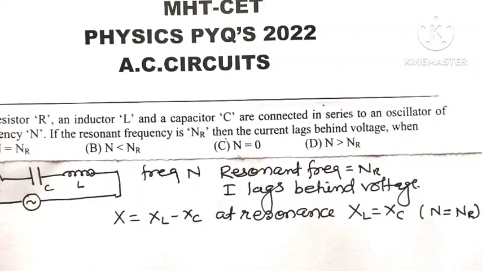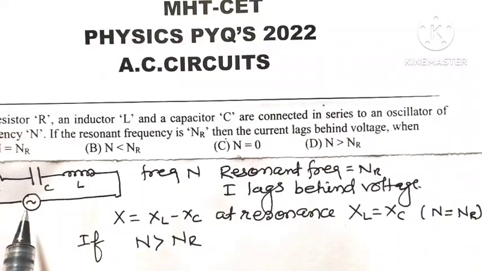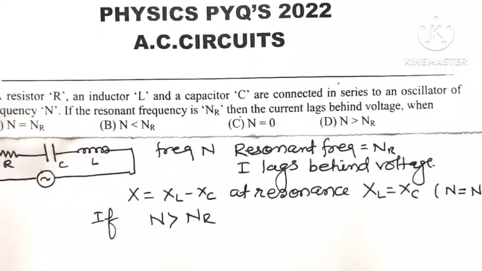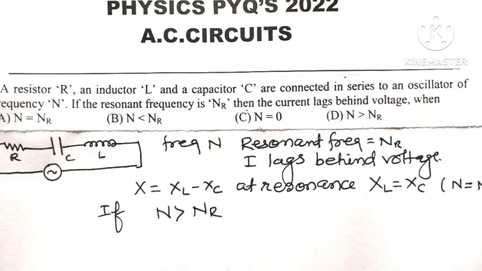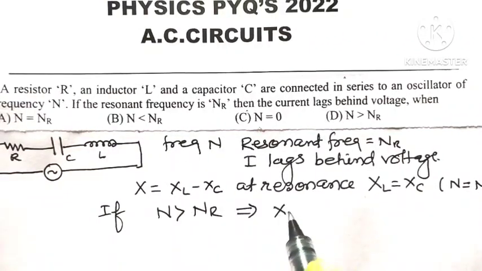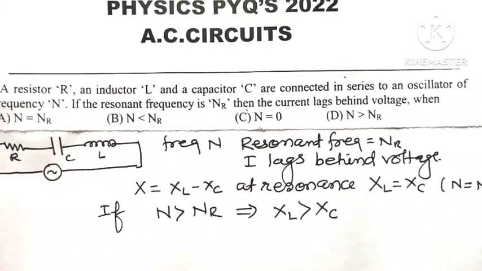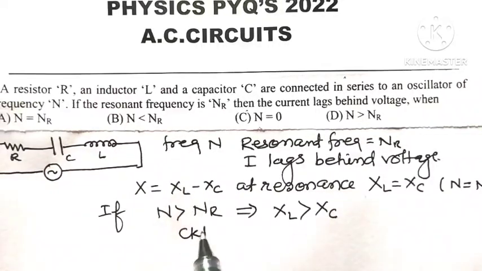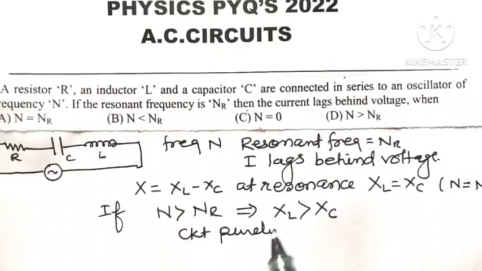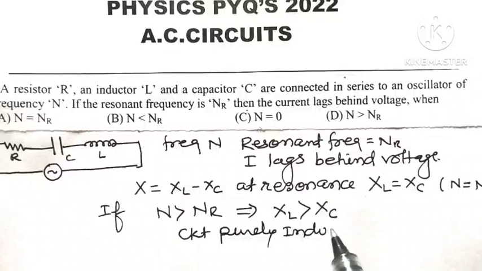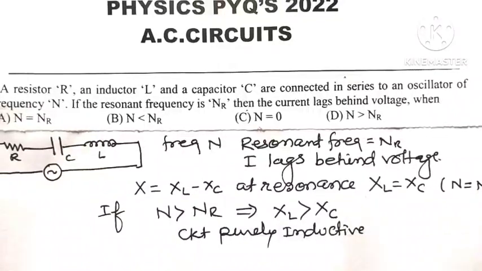But if the applied frequency is greater than the resonance frequency, that is N greater than N_R, meaning the frequency of this alternating source is greater than the resonance frequency of the series LCR circuit, then XL must be greater than XC. It means the circuit is inductive in nature, as XL minus XC is greater than 0.